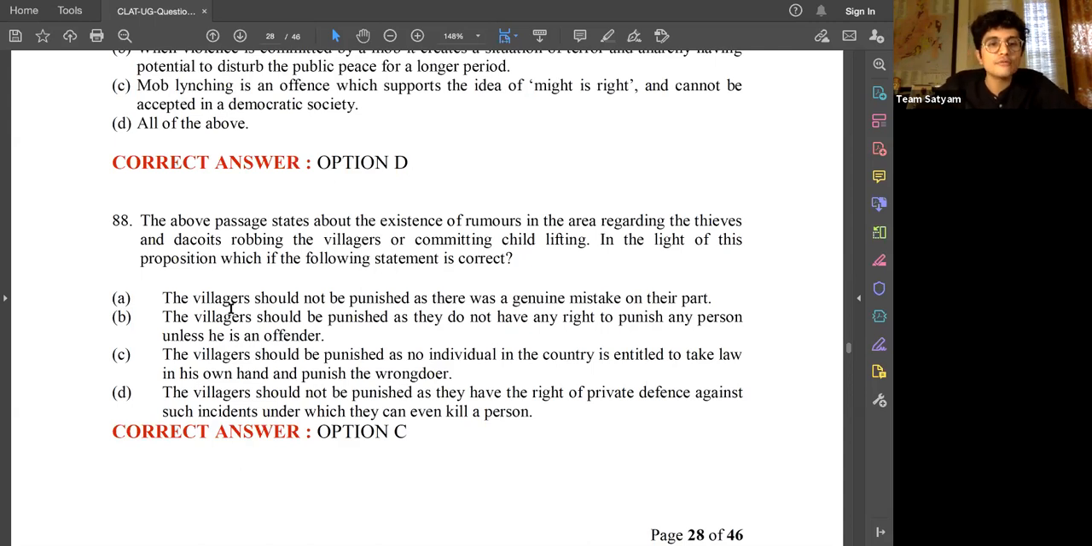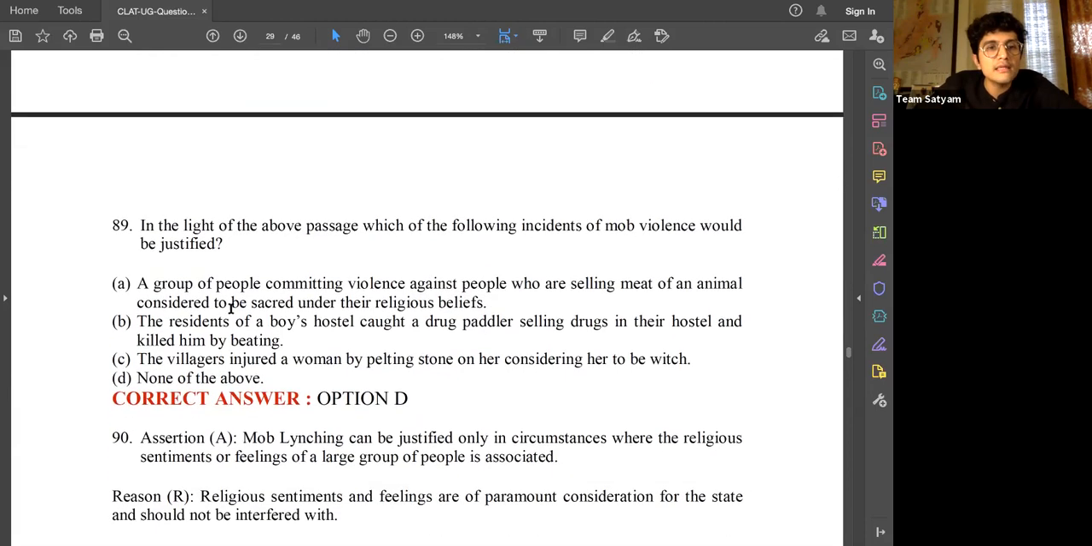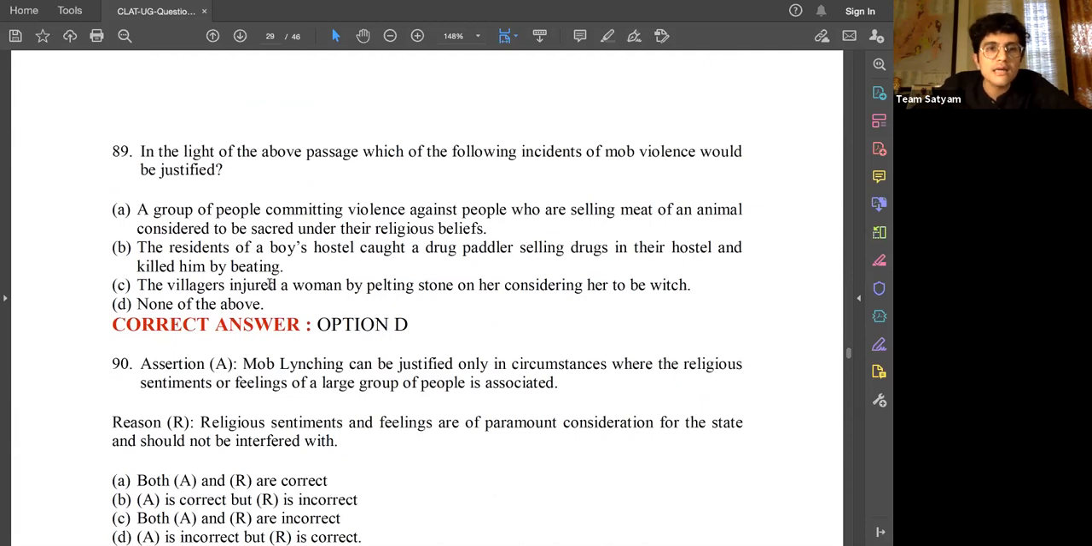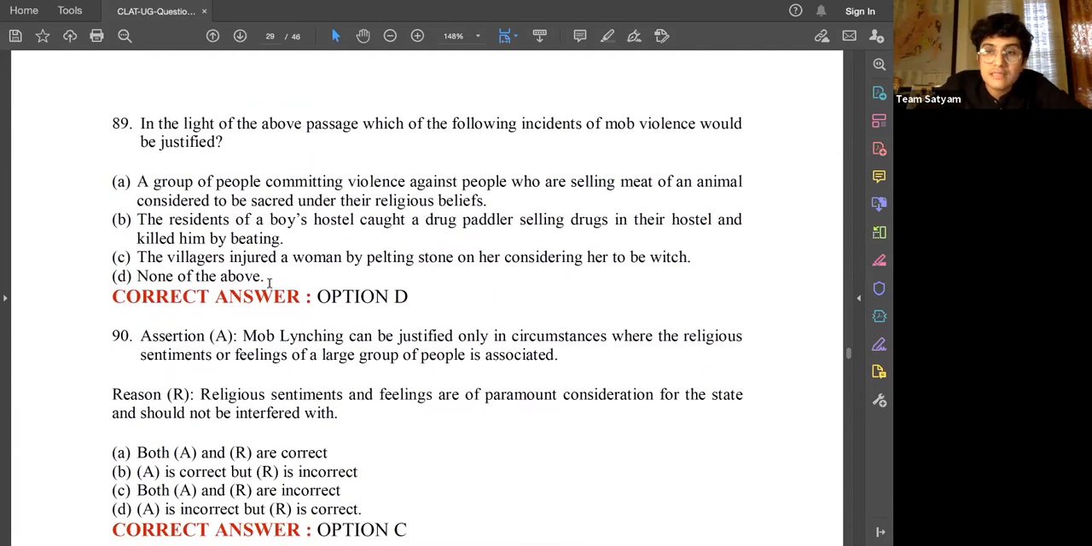So in that respect, that's why the answer to question number 88 is C, that the villagers should be punished, as no individual in the country is entitled to take the law in his own hand and punish the wrongdoer. So again, an answer that might not be exactly derivable from the passage, but is something that you are required to just mark off because it seems to be the correct answer. Similarly for 89 and 90, 89 of course applies the same amount of reasoning skills that have been seen in all the questions from 86 to 89.